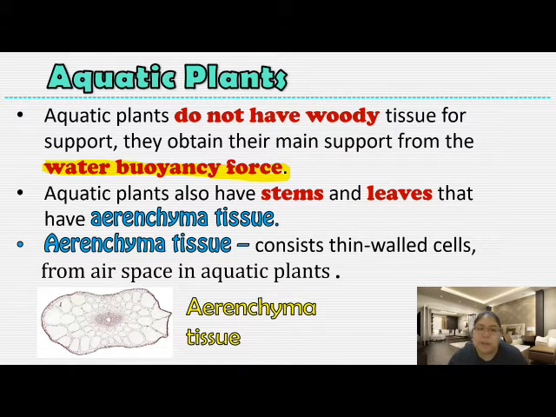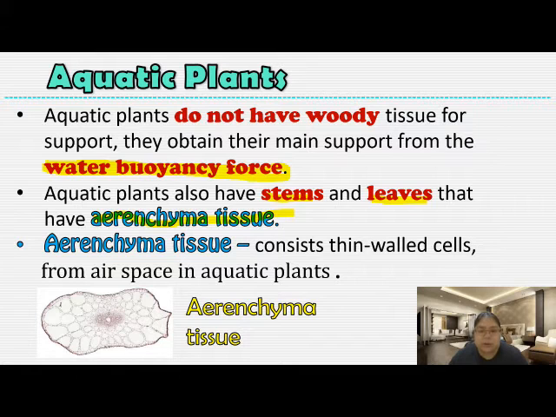Aquatic plants also have stems and they also have leaves. Although they do not have wood, they still have stems and leaves, but all this weight is supported by buoyancy. They have another tissue. This tissue we call parenchyma tissue. Okay, the spelling must be correct. Parenchyma tissue. So we call it the stem and leaf that have the parenchyma tissue.